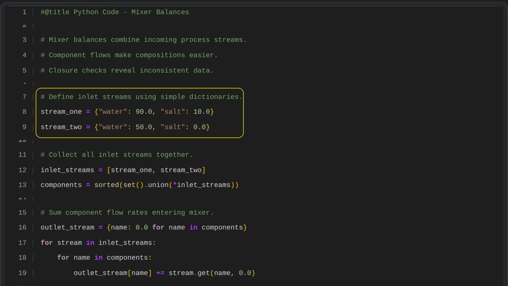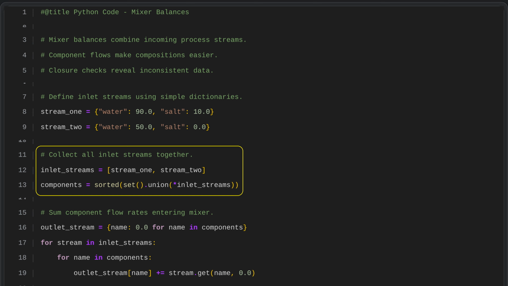Two inlet streams are defined as component flow dictionaries. The first contains 90 kilograms per hour of water and 10 kilograms per hour of salt, while the second contains 50 kilograms per hour of water and no salt. This structure makes it easy to track and adjust each component's flow rate.